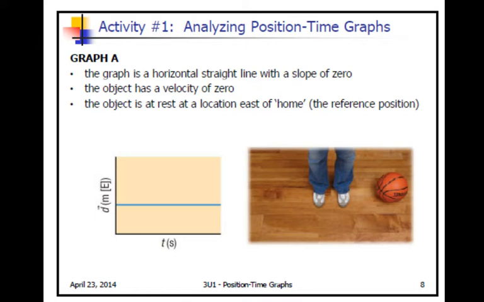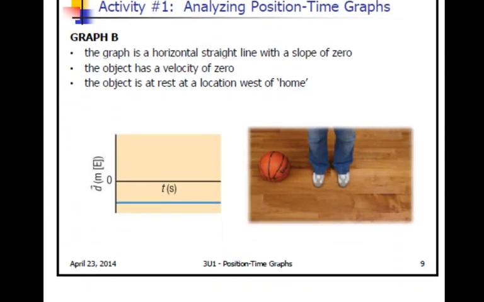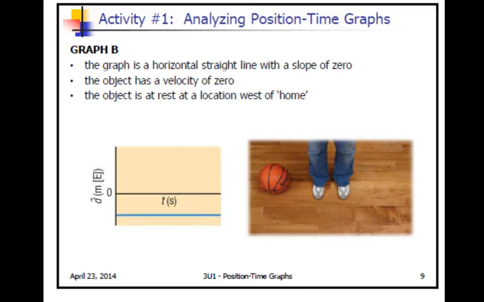Whenever we see a flat line like that, a horizontal line I should say, no motion is occurring, velocity is 0. Here's another graph. Now the basketball is on the other side of the person, which might be considered a negative position. But again, the basketball and the person are not moving relative to each other. So we have a velocity of 0. The rise over run of that horizontal line is still 0.